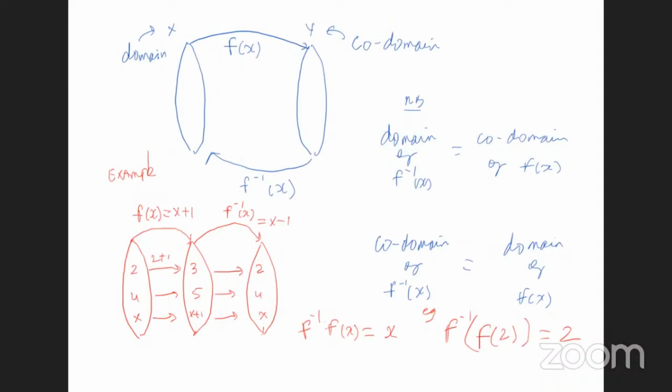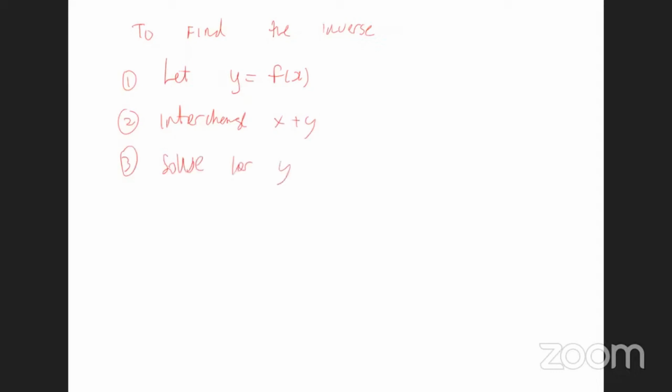How do we find the inverse again? First thing is what? Let y equal to f of x, and then interchange x and y, and then solve for y. So basically what you originally had was y equal to f of x, and you're trying to get an equation x equal to y, and that'll be the inverse relationship. All right, so those are your 4 steps.